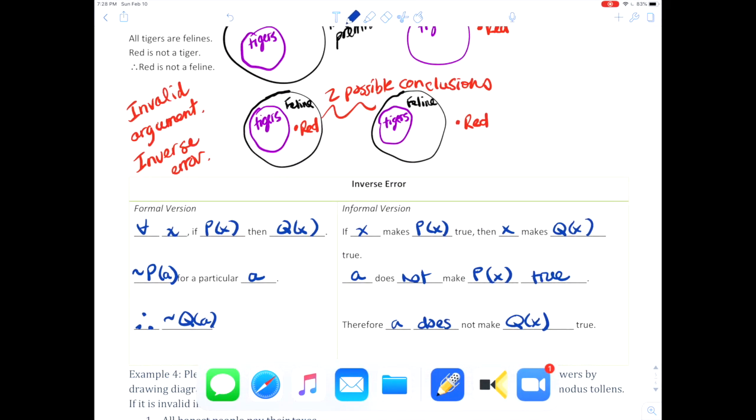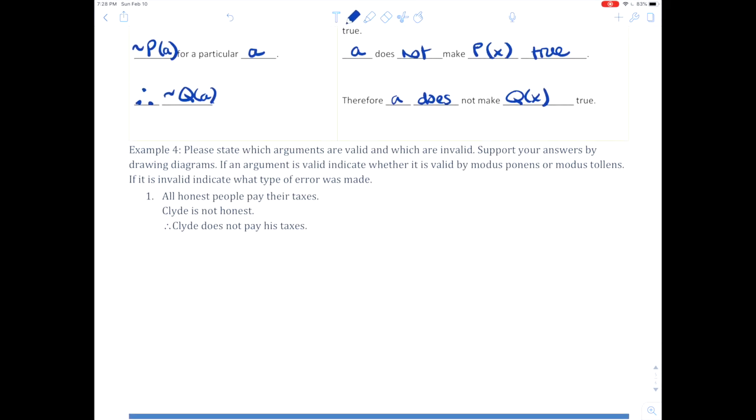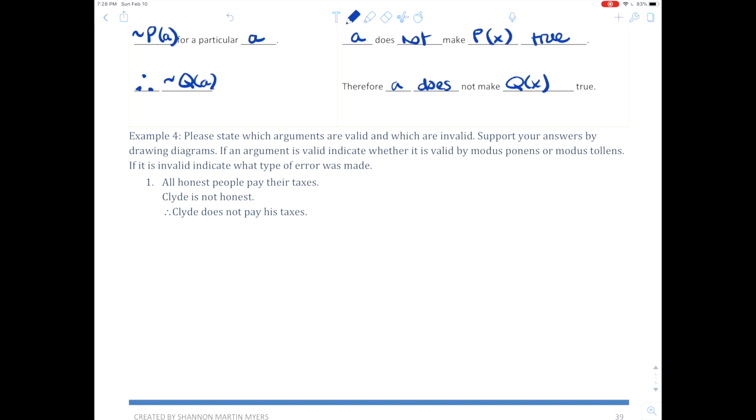So let's take a look at example 4, and again we'll use our diagrams. Those are a good way to kind of take these arguments apart and see if they're valid or invalid. All right, so all honest people pay their taxes. And what is this saying? It's basically saying, if you're an honest person, then you pay your taxes.